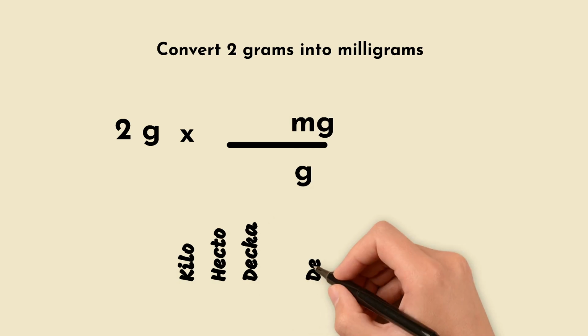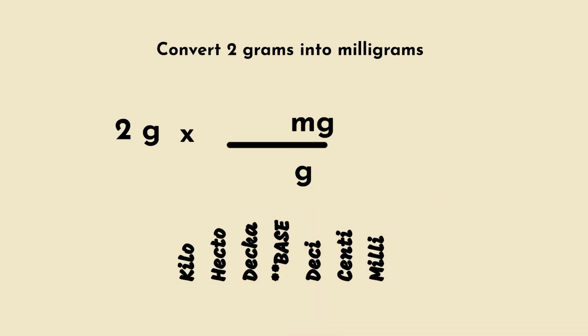Starting at our base, because we're starting at grams, we're going to move over to milligrams. Well, that's 3 steps. And remember, each step is a multiple of 10. So from base to deci is 10, from deci to centi is another multiple of 10, so 10 times 10 is 100. And then centi to milli is another multiple of 10, which makes it 1,000. So going from grams to milligrams, it's 1,000 milligrams in 1 gram.